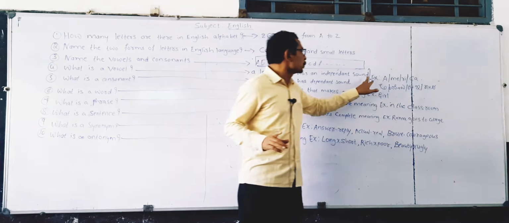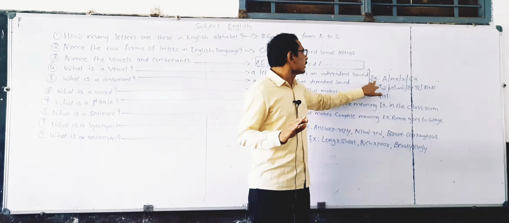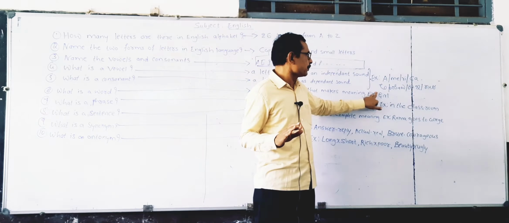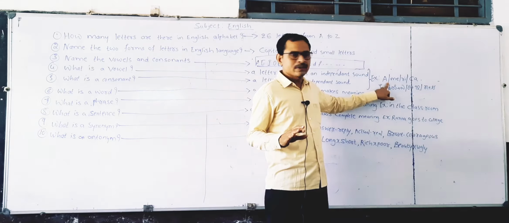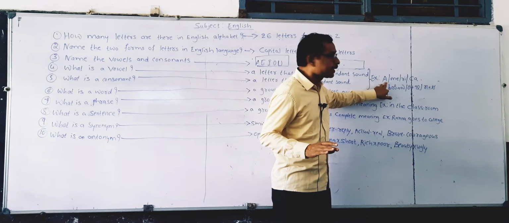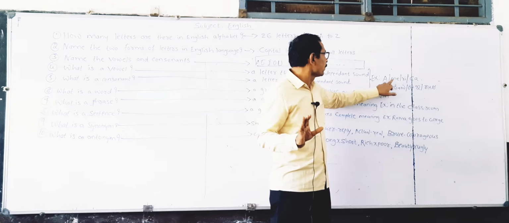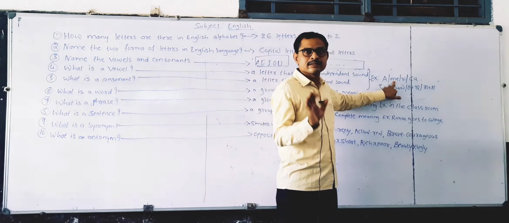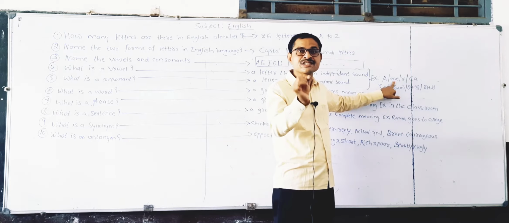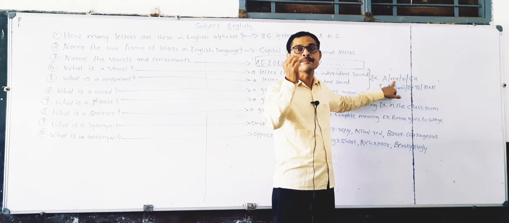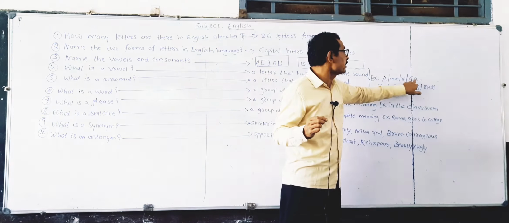Students, to show the difference between the two, here is one example. We shall take one word, America. Here, in America, A has an independent sound. But the letter M has a dependent sound. It depends on E to make the sound ME. And the same with R and C.